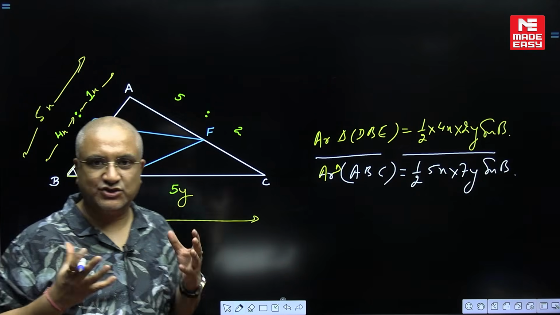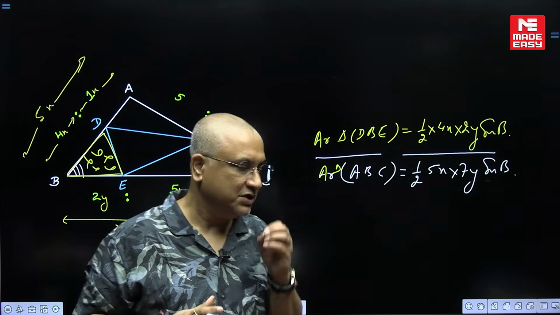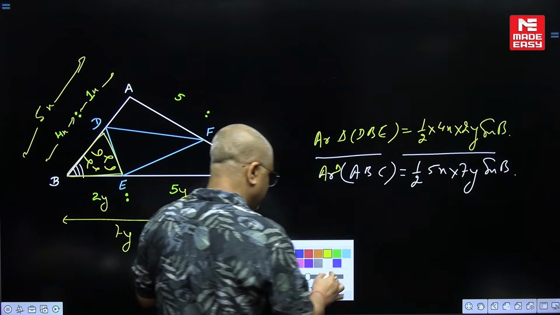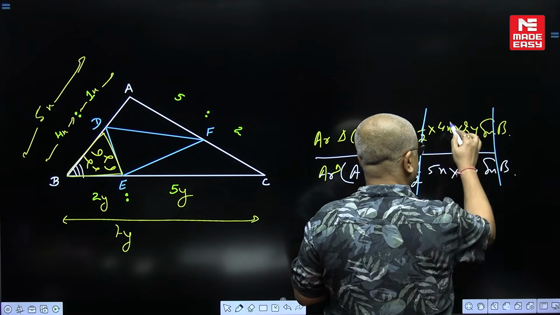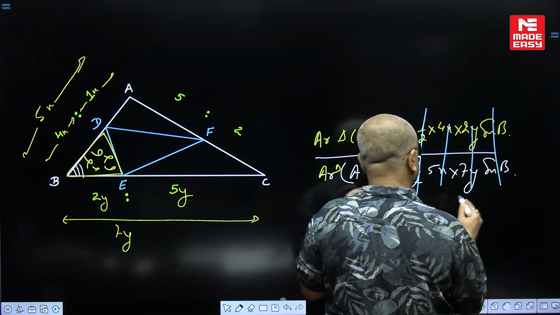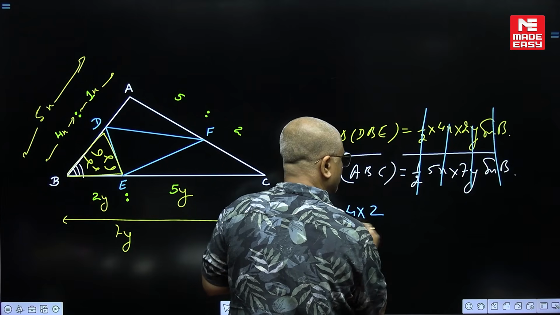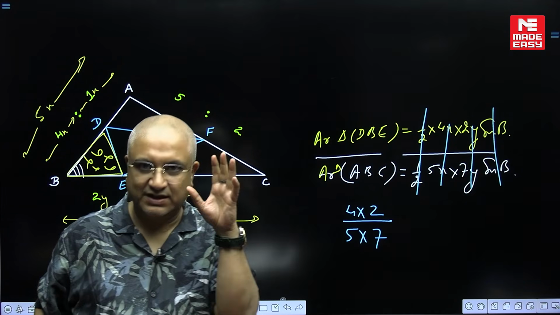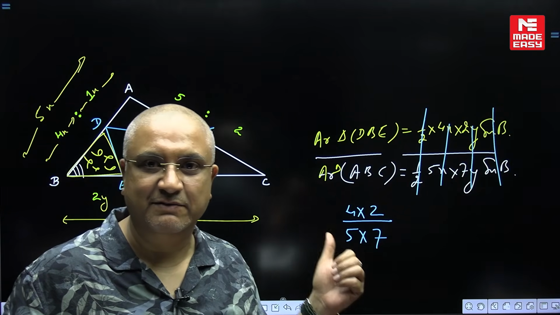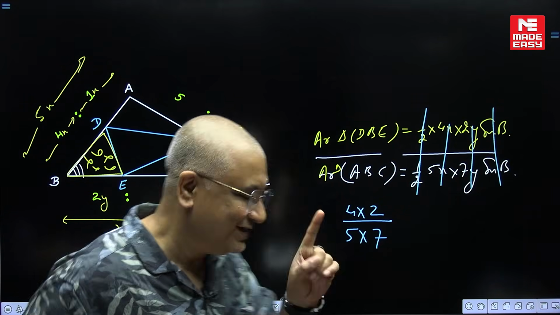I want to find what fraction of the whole white area the yellow area is, and that becomes very simple. Notice, half and half cancel out, sine B cancels, x and y, everything cancels out. It is 4 into 2 divided by 5 into 7. This is the crux, and how fast we can be at things depends upon whether you have understood it or not. Very simple.